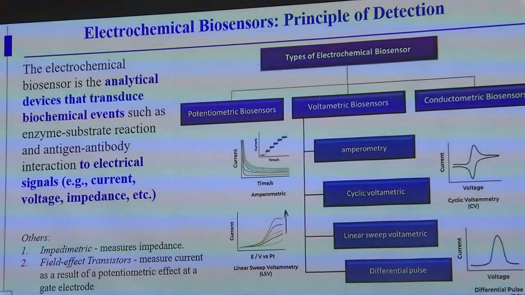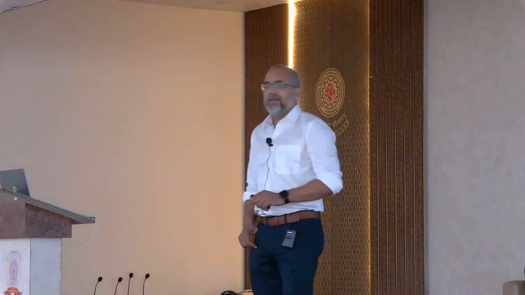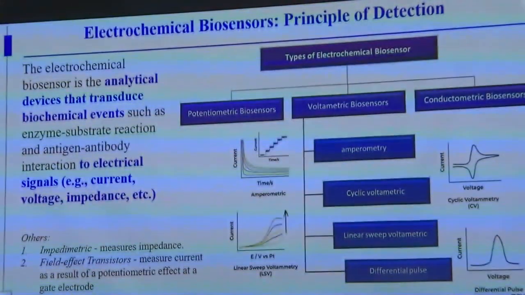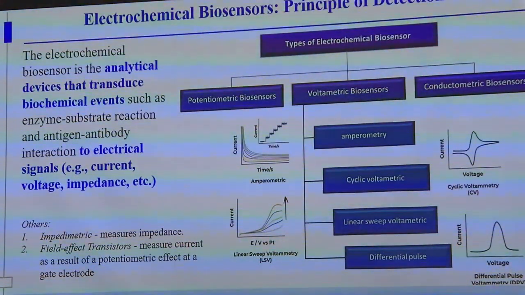What about the electrochemical biosensor? That's the big category, and a lot of work has been done on electrochemical biosensors. The electrochemical biosensor is an analytical device that transduces a biochemical event into an electrical signal. The electrical signal may be current, resistance, impedance, or voltage. It can be anything, or a combination of two. For example, impedance is a combination of a few components.